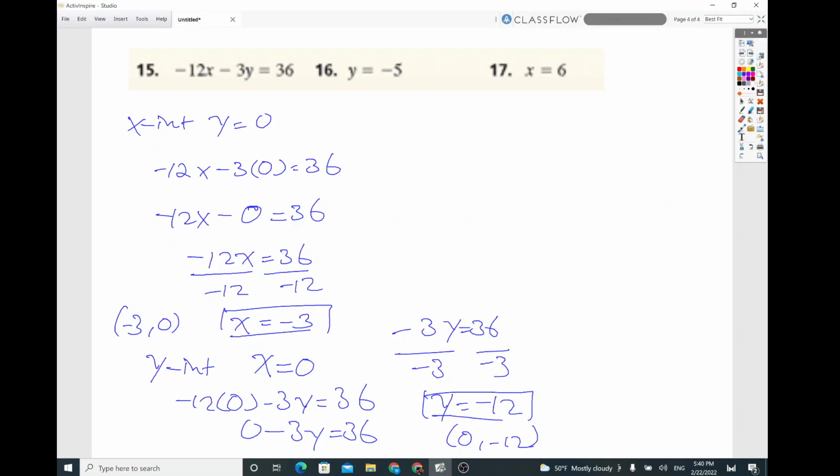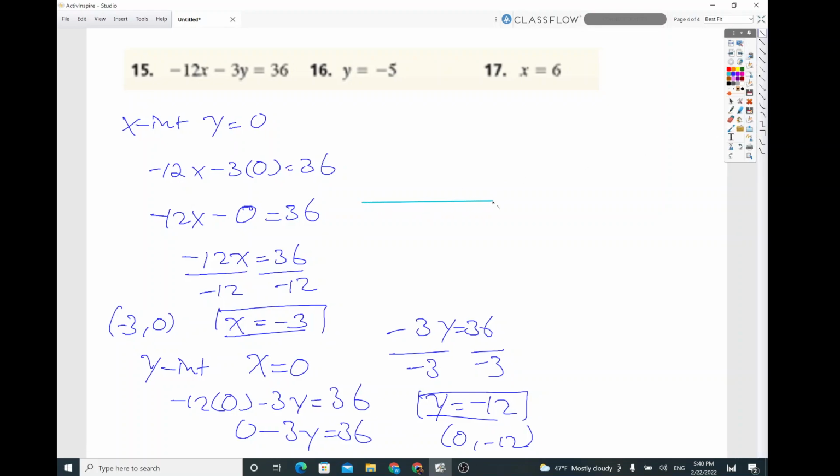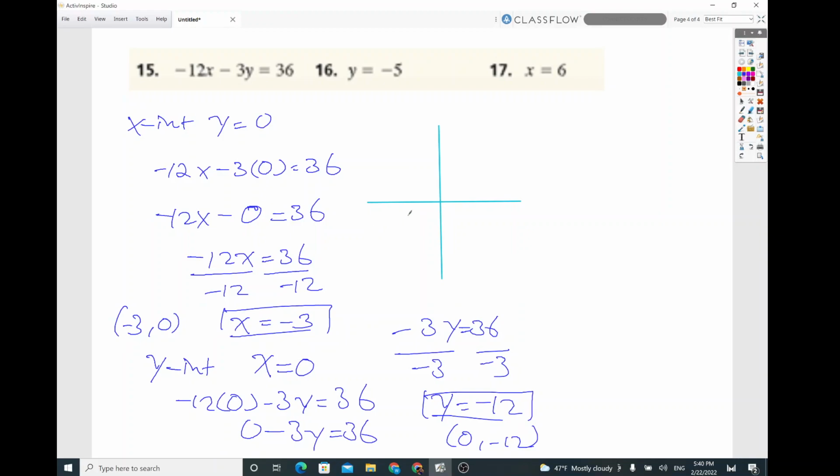So sketching the graph, using the x-axis and the y-axis. And the point where those axes intersect is the origin. And what we found here, we started with the x-intercept, negative 3, comma 0. And then the y-intercept, 1, 2, 3, 4, 5, 6, 7, 8, keep going, 9, 10, 11, negative 12, all the way down here on the bottom. And then all you need to do is connect those two dots.